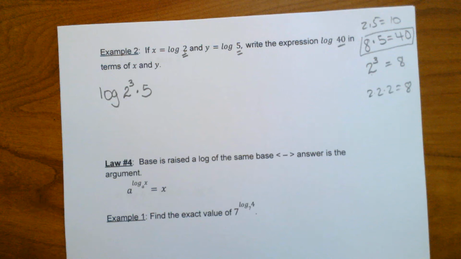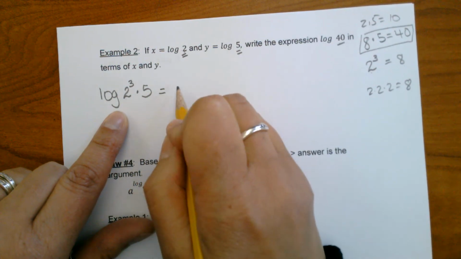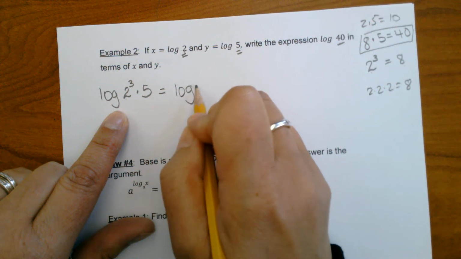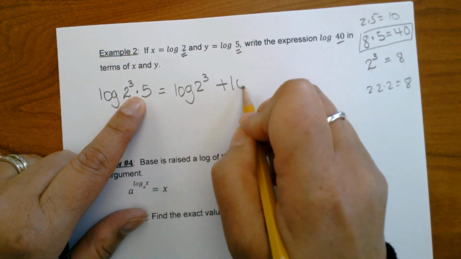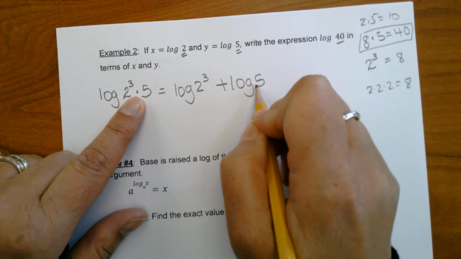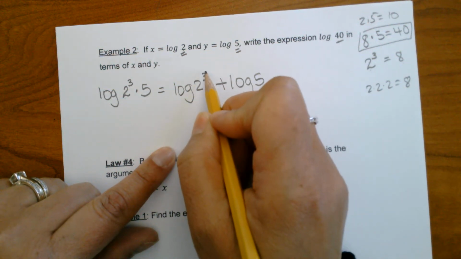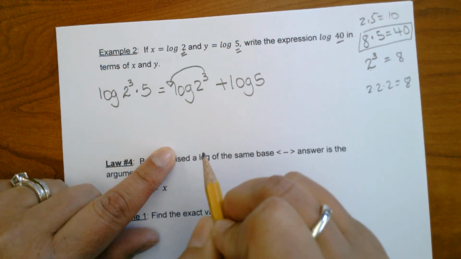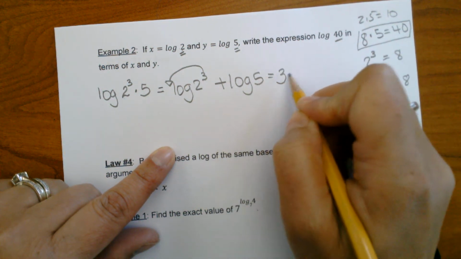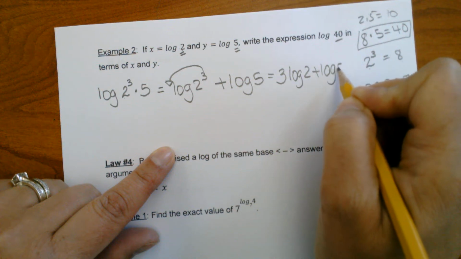So from there, what can I do? Well, I have to expand this out. So I have log 2 of 3. I'm multiplying, so it's going to be plus log 5. This 3 is now in the exponent spot. We don't want to multiply it out. We want to undo it. We want to expand it. So I'm going to say this is 3 times log 2 plus log 5.